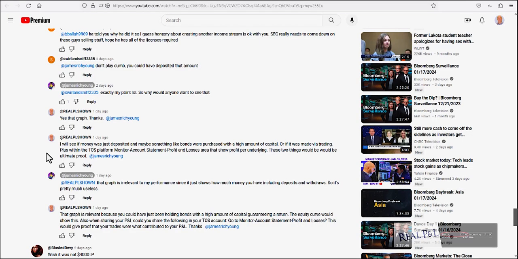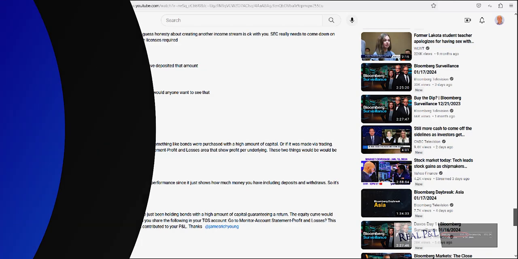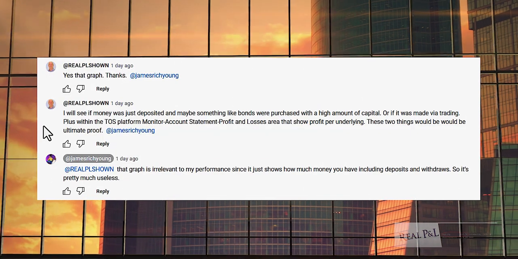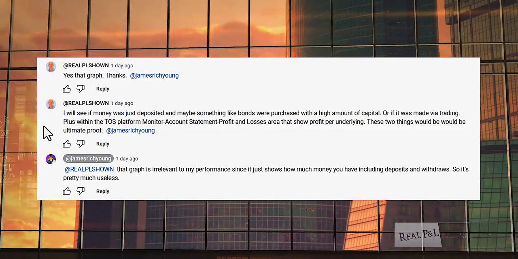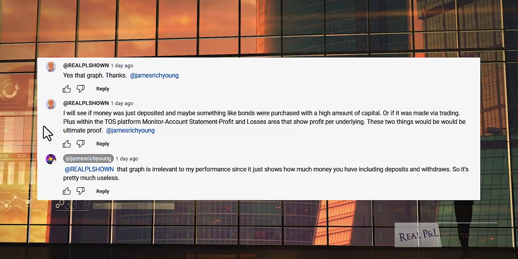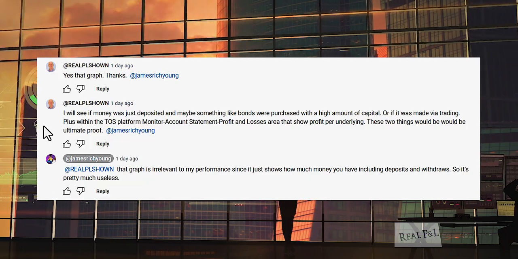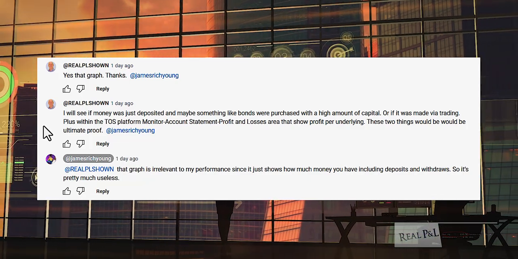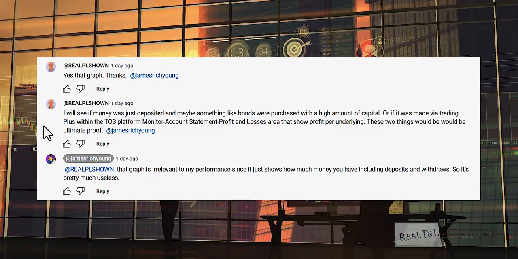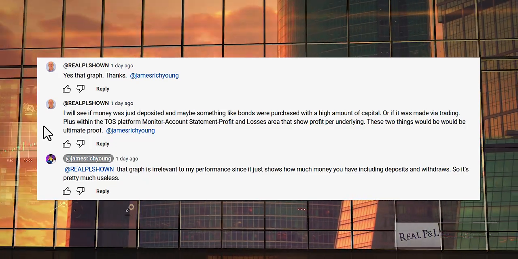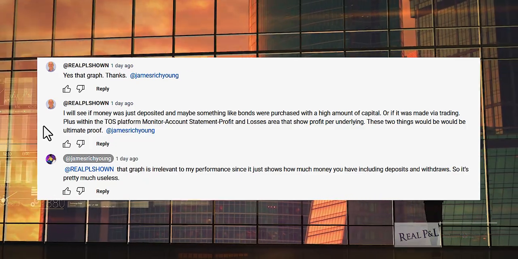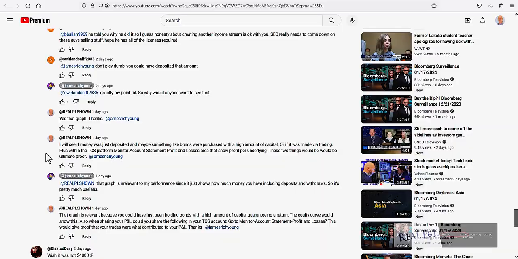And not only did I ask him for the equity curve, I also wanted to ask him for another report. The TOS platform monitor account statement profit and losses area will show profit per underlying. These two things would be the ultimate proof. And so James said, well, that graph is irrelevant to my performance since it just shows how much money you have, including deposits and withdrawals. So it's pretty much useless. Okay, that's not the case.